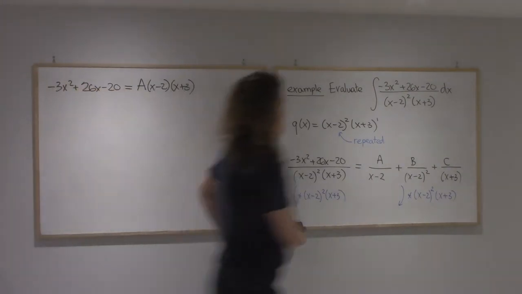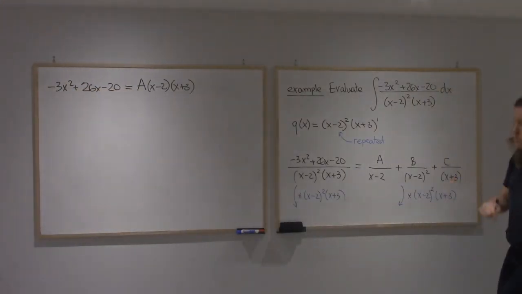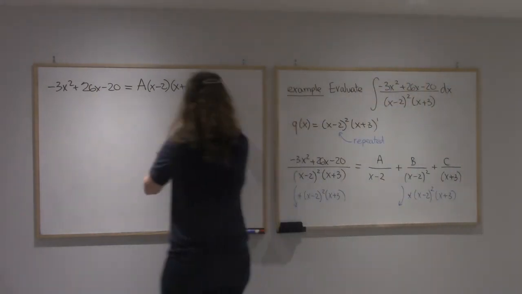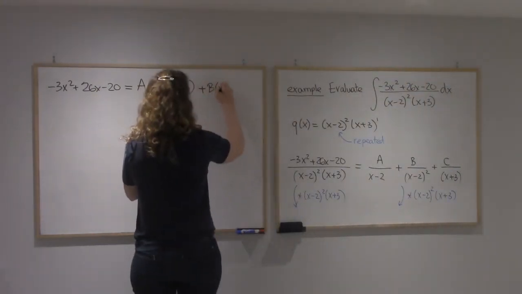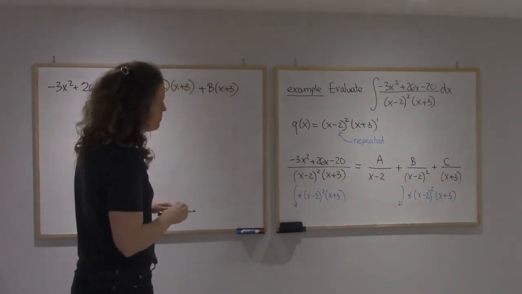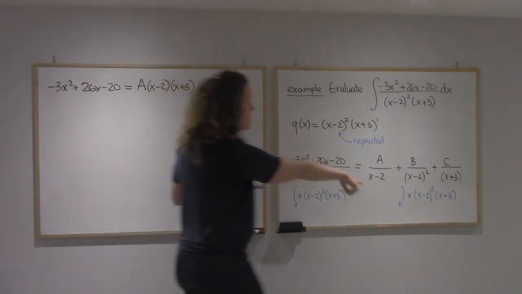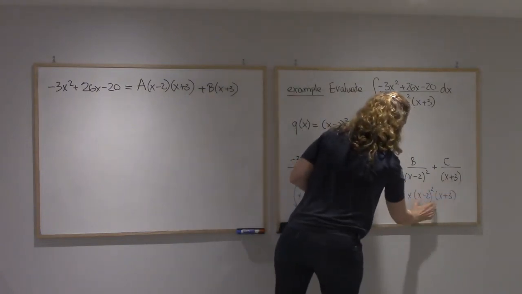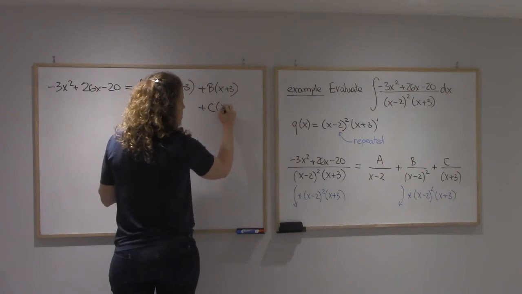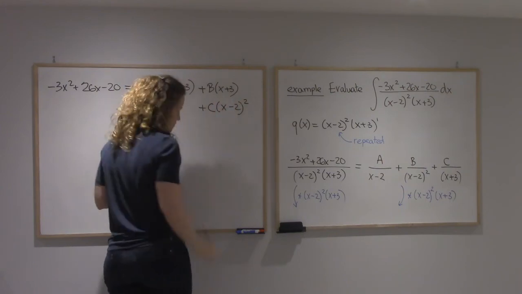Now for the b term, since I have x minus 2 squared here, I have two of them, it's going to cancel both. And so the b will only be multiplied by x plus 3. And the c is going to cancel the x plus 3. I'll be left with x minus 2 squared.